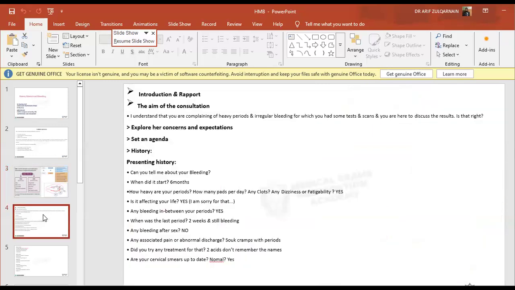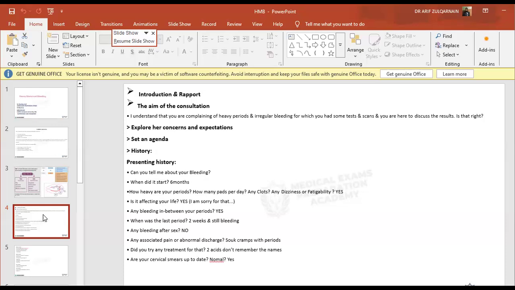So how will you start this session? You will introduce yourself, make a rapport, confirm the aim of the consultation, and set your agenda. The history of heavy menstrual bleeding is very, very important. This is the history that you will ask in the long case. If you face a simulated patient task or a structured discussion task, you can tell them that these points I will ask in the history. So first of all, you will ask, can you tell me more about your bleeding?